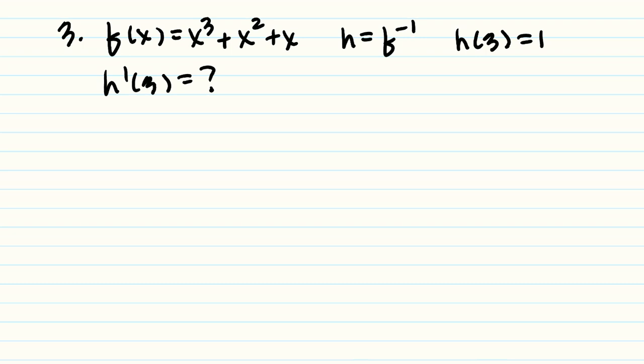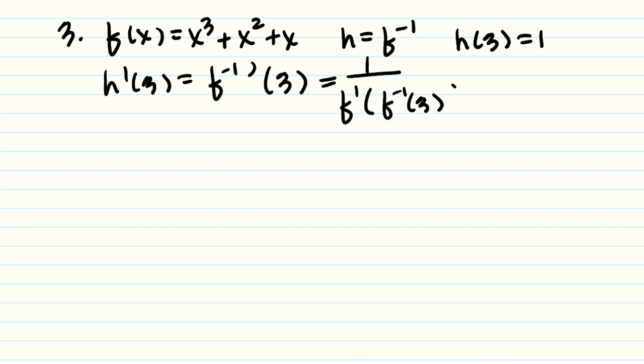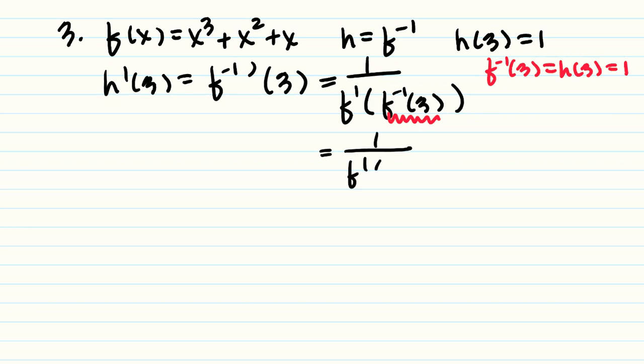So what we need is, remember, that's equal to f inverse prime at 3, which is 1 over f prime of f inverse of 3. But f inverse of 3 is h of 3, right? f inverse of 3 equals h of 3, which is 1. So now I have this is equal to 1 over f prime of 1. Okay, but the thing is, I don't even have f prime yet. It won't be hard to find.